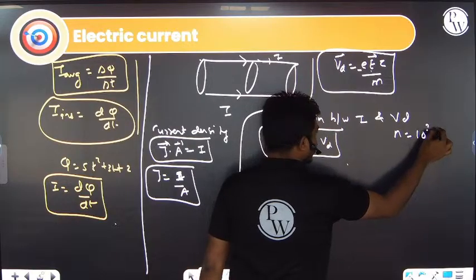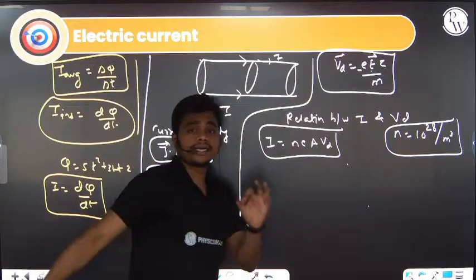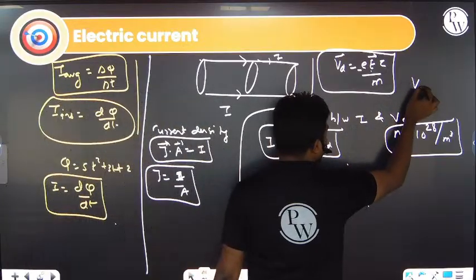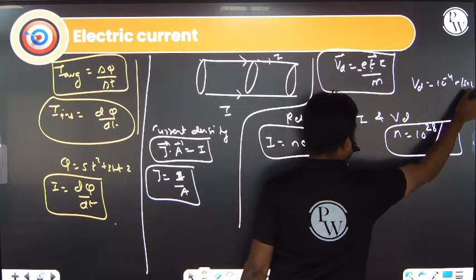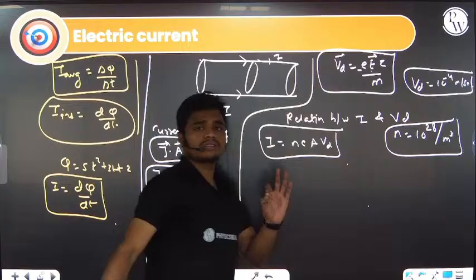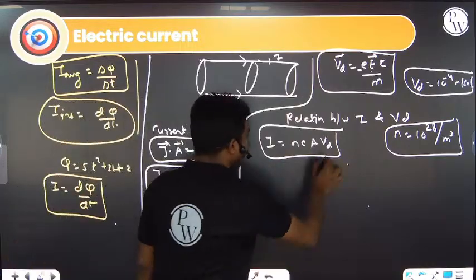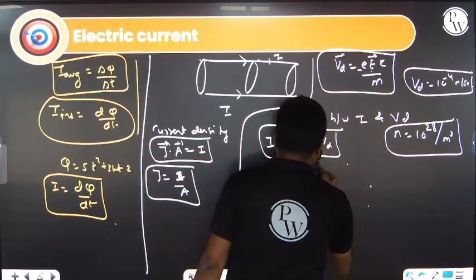Mostly for conductors, there are about 10 to the power 28 electrons per meter cube. For this, the drift velocity is of the order of 10 to the power minus 4 meter per second. This is the velocity with which the electrons drift in the direction opposite to the electric field that we are applying. So I equals N E A V_d.